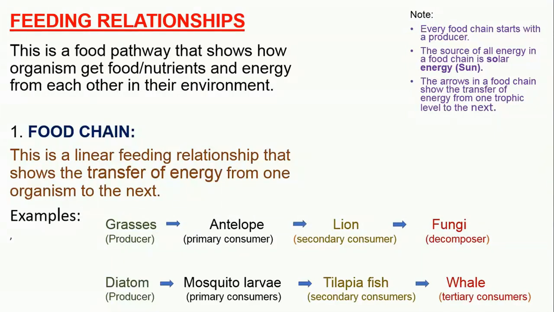Now, depending on your food chain, when you see fungi, bacteria, or earthworm, then you know that here we have the decomposers. Now, any other organism there can be a tertiary consumer. However, note this: every food chain starts with a producer. So every food chain starts with a plant, right? Now, the source of all energy in a food chain is the sun, so we call it solar energy. Now, the arrow in a food chain shows the transfer of energy from one trophic level to the other. It's showing that energy is moving from one organism to the other.